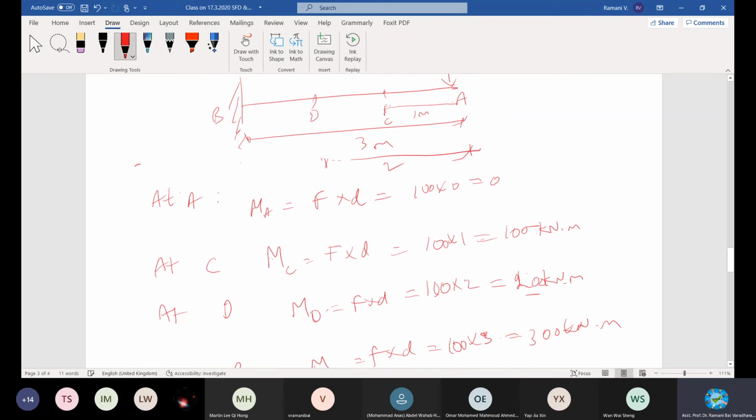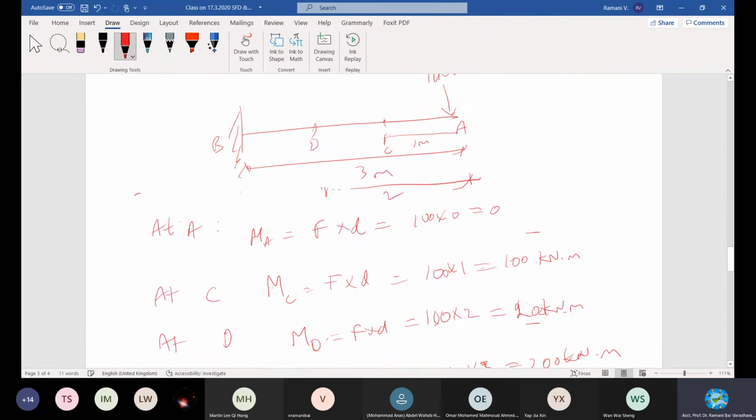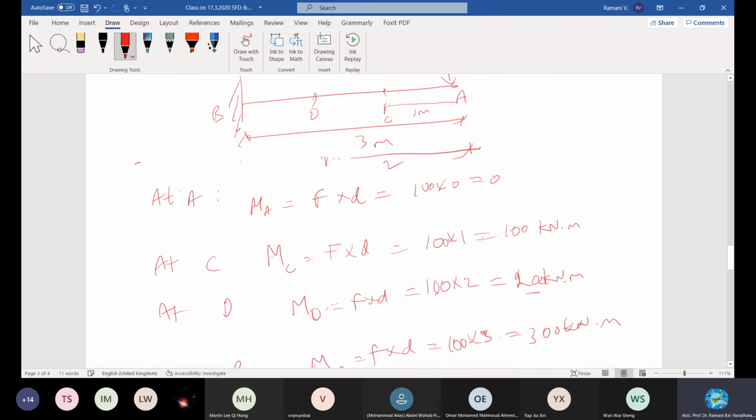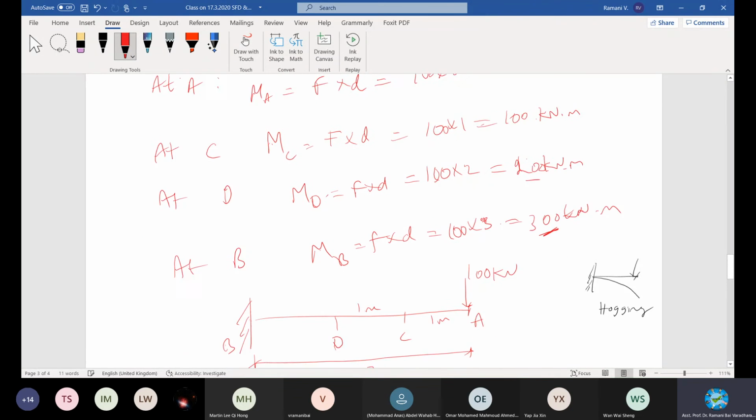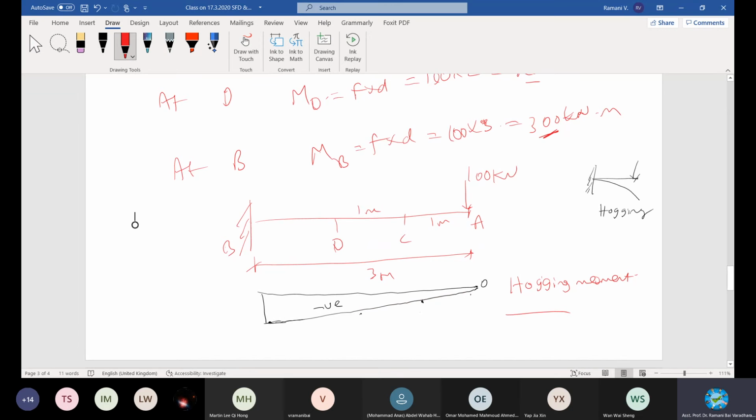And then coming to B, force into the whole distance, which is 3. So we have 300. Done. Part by part we calculated. And then you plot it. 0 here, 0 here, because it's a reverse.